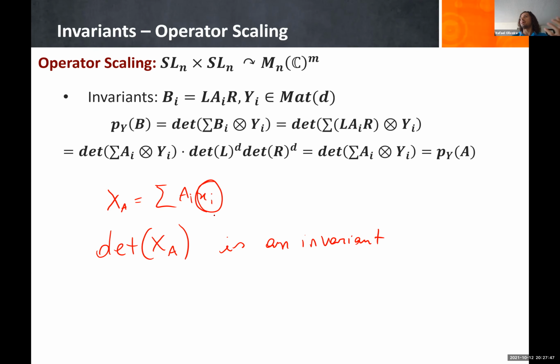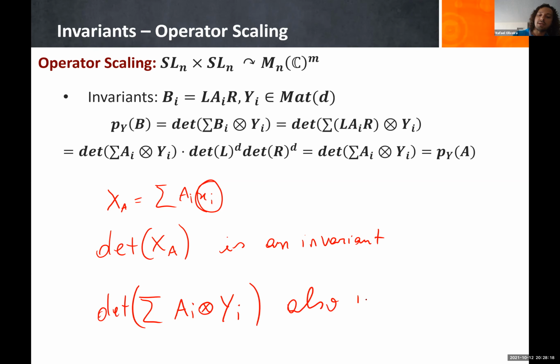Right? And then, well, how do I multiply a matrix by another 2x2 matrix? Well, we tensor them, right? So suppose now that we have this sum of Ai tensor a 2x2 matrix Yi. Now Yi is a symbolic matrix, okay? So all the 4 entries are different commutative variables, right? So if I look at this example, what happens? Well, it turns out that the determinant of this quantity here is also an invariant.